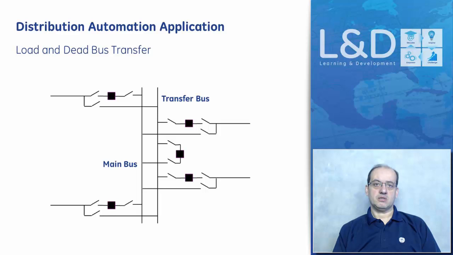The operator can set a routine to confirm the switching operations prior to execution, or to be in full automation mode. Load transfer is a proven way to postpone construction of new substations by reducing the overload on existing substations, and as such, lowering the capital expenditures.